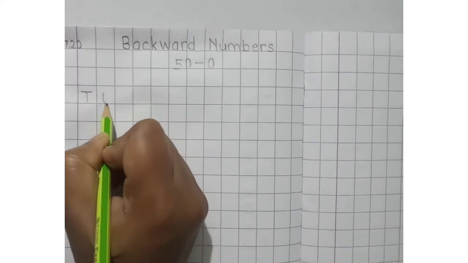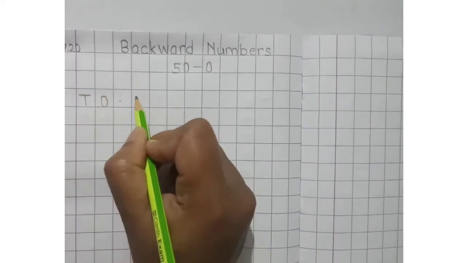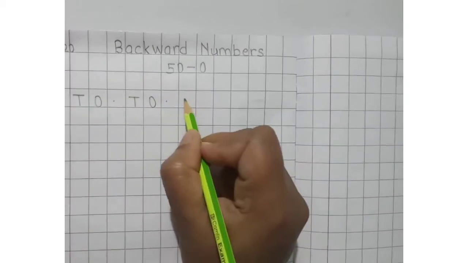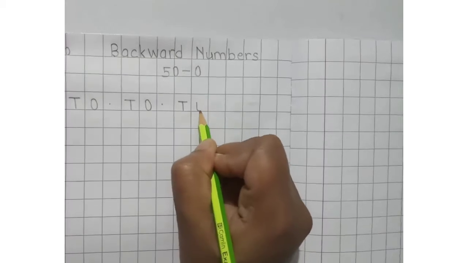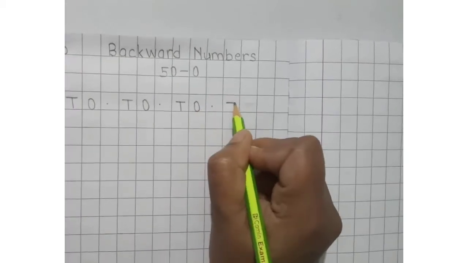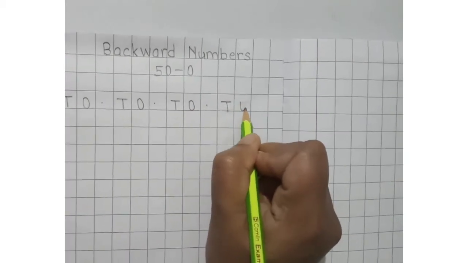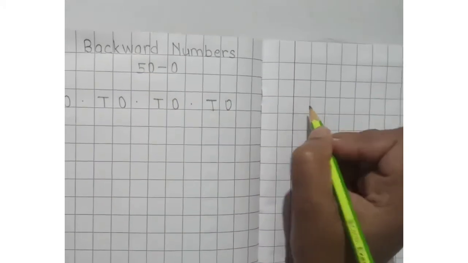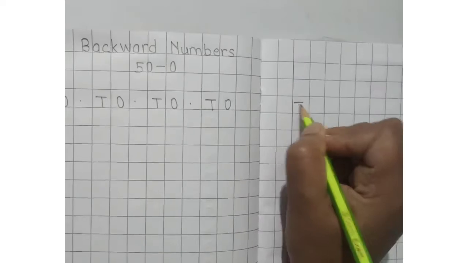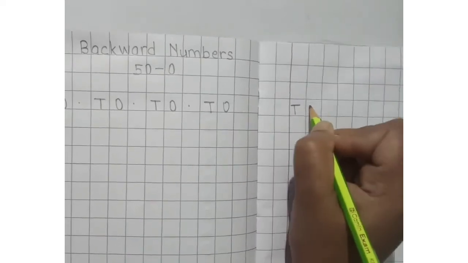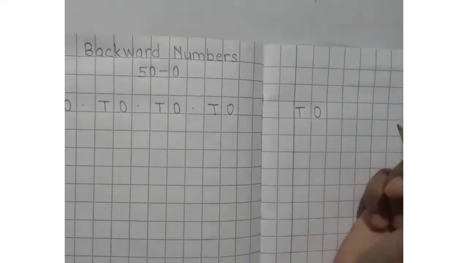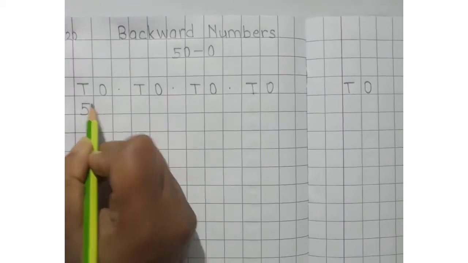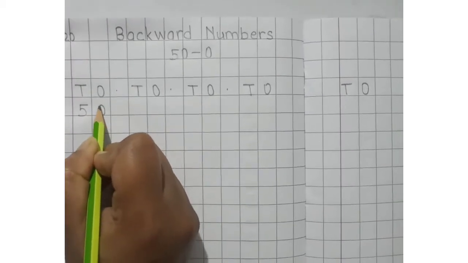T O dot, T O dot, T O dot, T O, and since it is backward numbers 50 to 0, we have to write 5 times. So the next page near to the margin line, T O. First number 50.